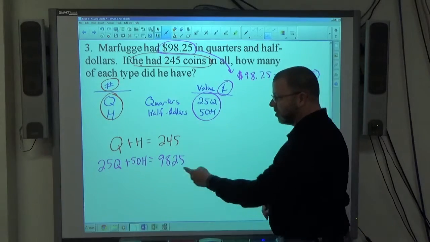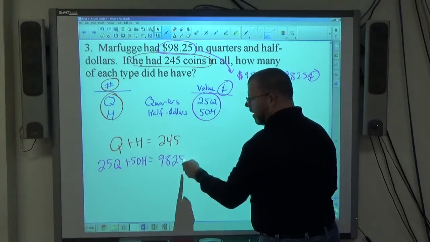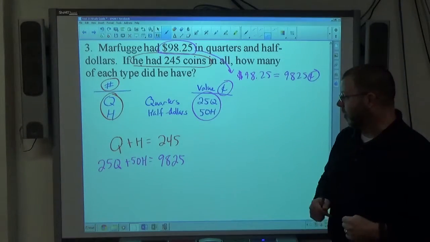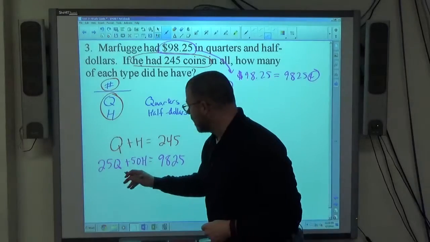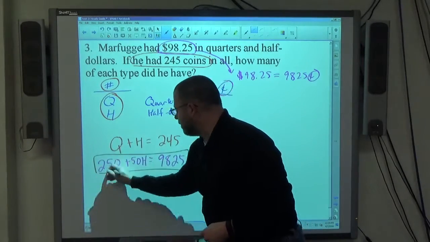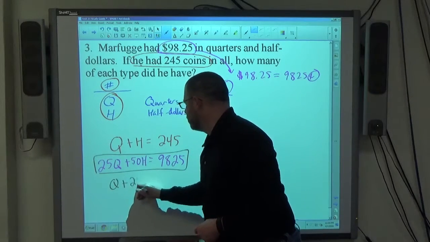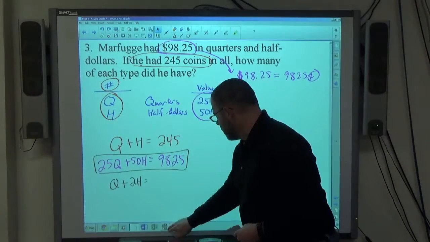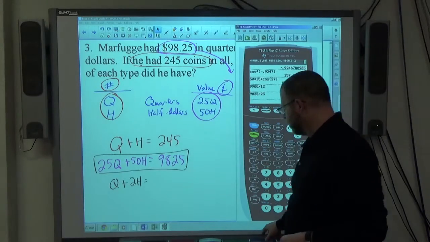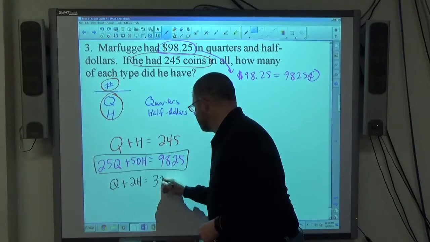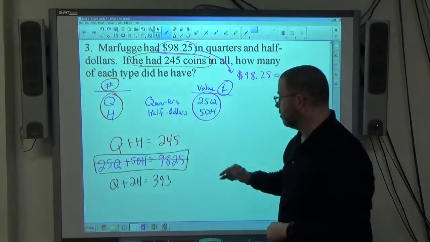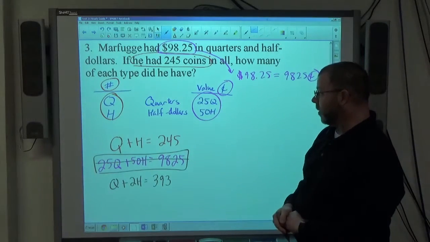Just looking at that equation, divides by 25, divides by 25, divides by 25. We know that because the last 2 digits of each number is a number that divides by 25. I would do that. So I would take that equation there, divide everything by 25. That's going to give me Q plus 2H equals, and 9,825 divided by 25 comes out to 393. This purple equation is perfectly right, but the black equation is much more easy to deal with.